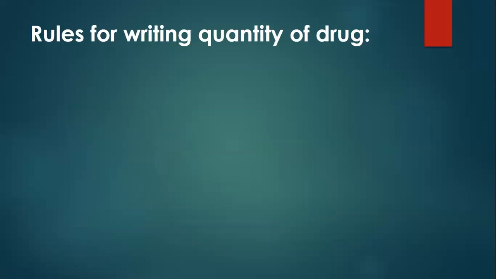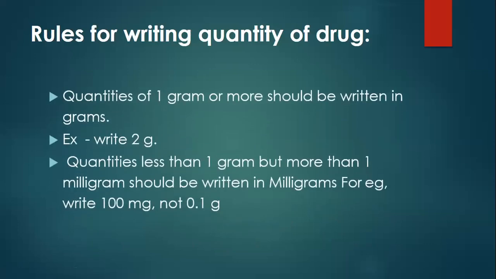Rules for writing the quantity of the prescription. Quantities of 1 gram or more should be written in grams, like 2 grams. Quantities less than 1 gram should be written in milligrams, for example 100 milligrams rather than 0.1 gram. So if the quantity is 1 gram or greater, you use grams.